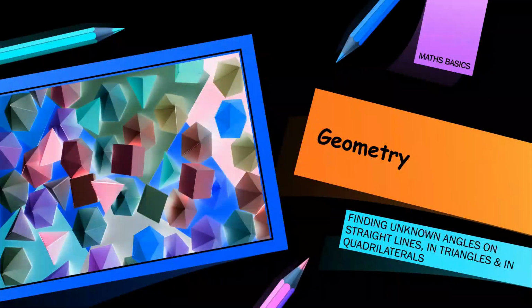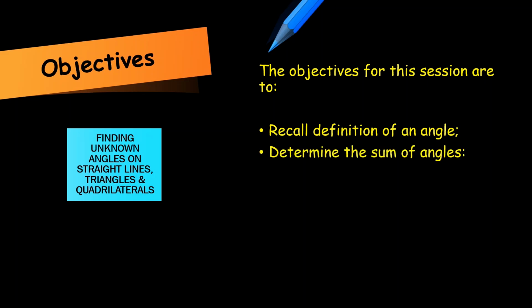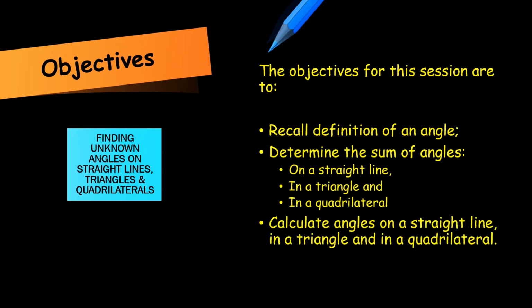Welcome to the session on finding unknown angles on straight lines, in triangles, and in quadrilaterals. The objectives for this session are to recall the definition of an angle, determine the sum of angles on a straight line, in a triangle, and in a quadrilateral, and calculate angles on a straight line, in a triangle, and in a quadrilateral.